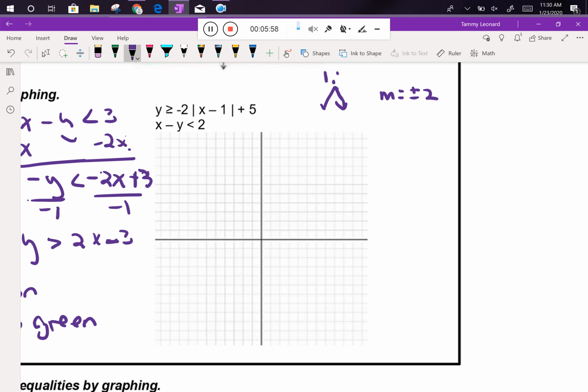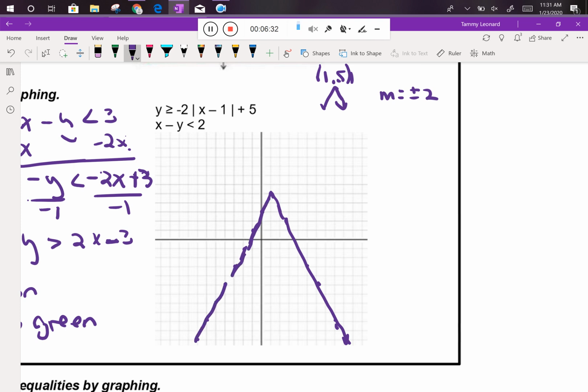The vertex will be the point 1,5. So I'm going to go to the point 1,5, and I'm going to go down 2 over 1 all the way across the graph. And I'm going to have to make a solid line because of the or equal to. And then I'm going to go down 2 over 1 in the other direction, remembering that my absolute value has to open down. So this side gets the positive slope, and I have a solid line there as well.